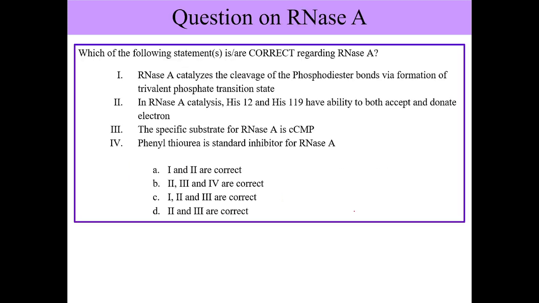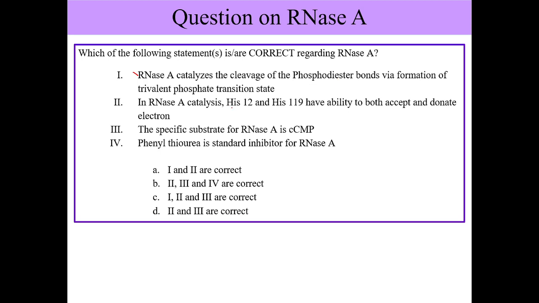Okay. Finally, we move on to the last question of this session, which is on RNase A. So which of the following statements is or are correct regarding RNase A? This is a very direct question, and for this you will have to study the catalytic mechanism of RNase A. So RNase A catalyzes the cleavage of the phosphodiester bonds by formation of trivalent phosphate transition state.